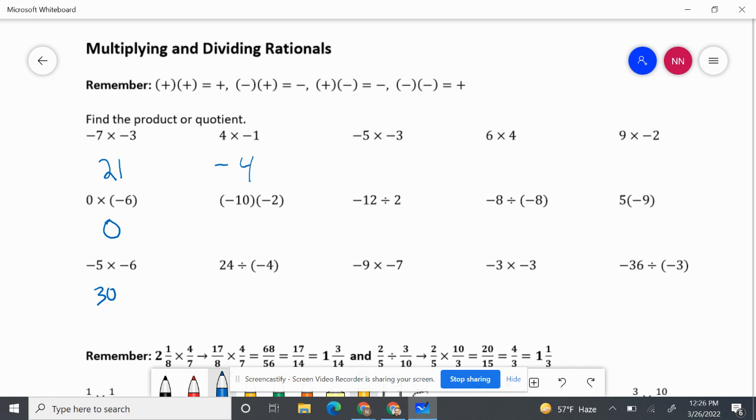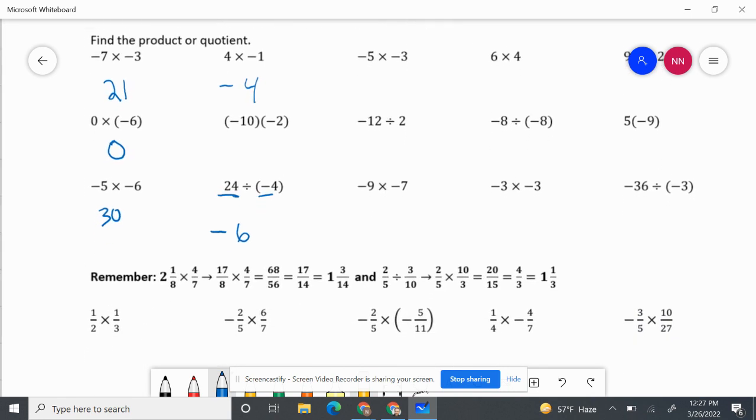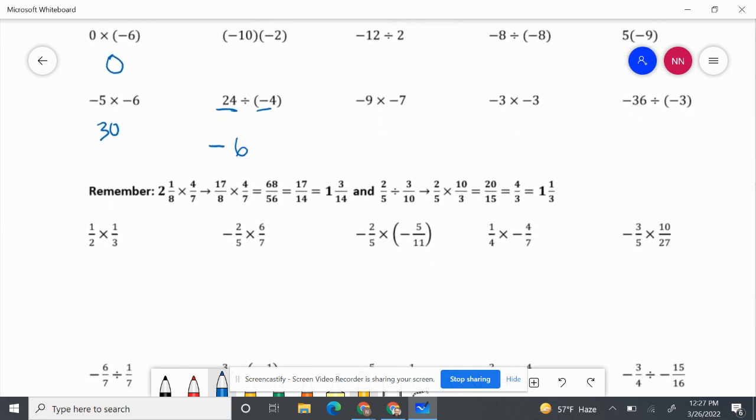Now, it works the same with division. If we have 24 divided by a negative 4, this right here, positive divided by a negative, follows the same rules as a positive times a negative. So we know that the answer is negative, and 4 goes into 24 6 times. So that right there is the integers. Now let's look at the fractions. These are definitely a little bit more difficult.